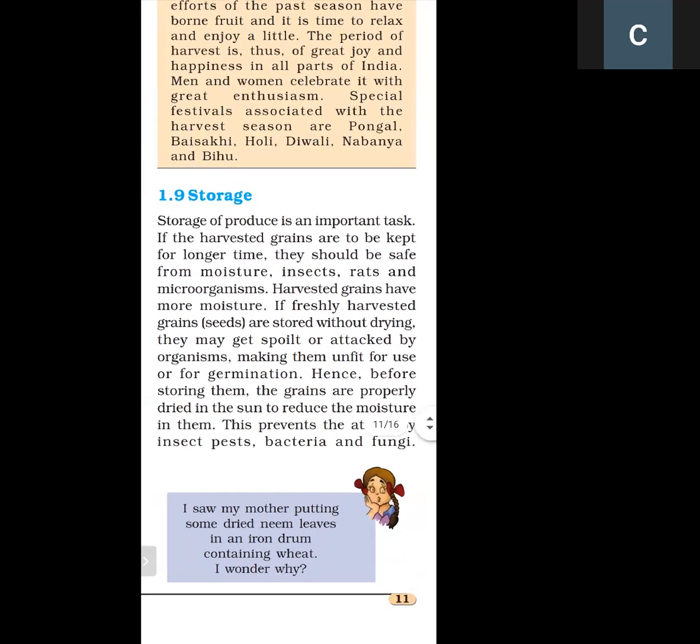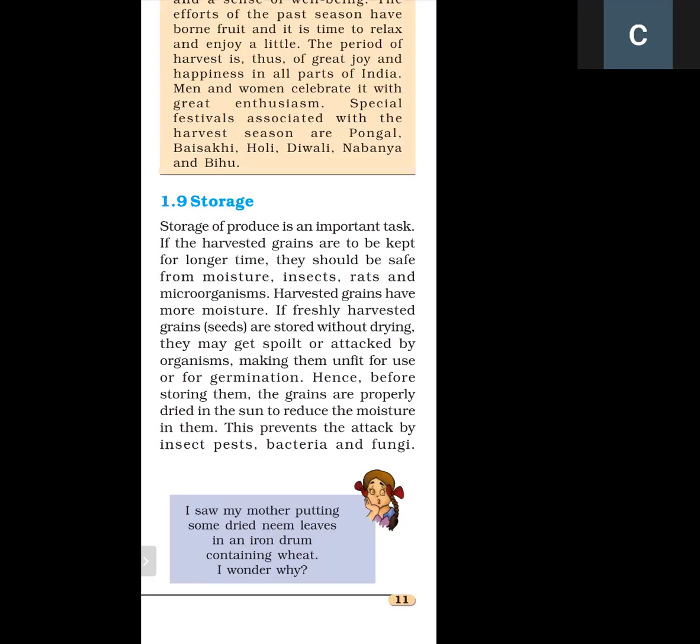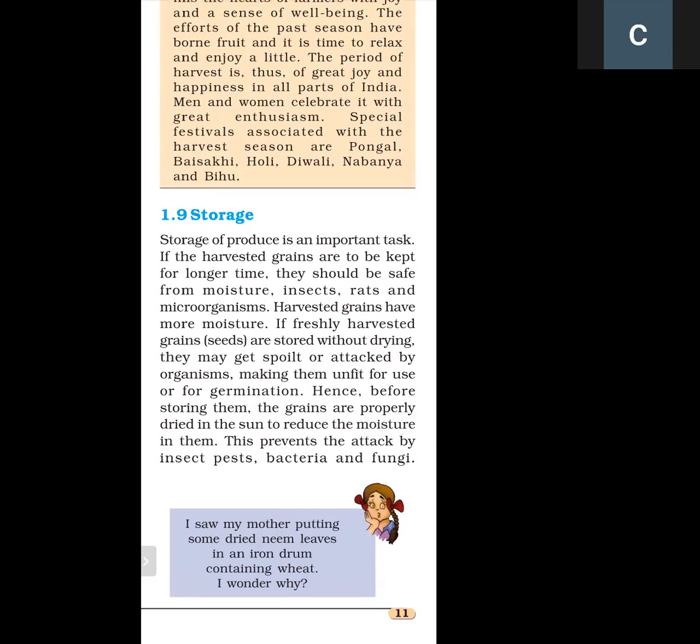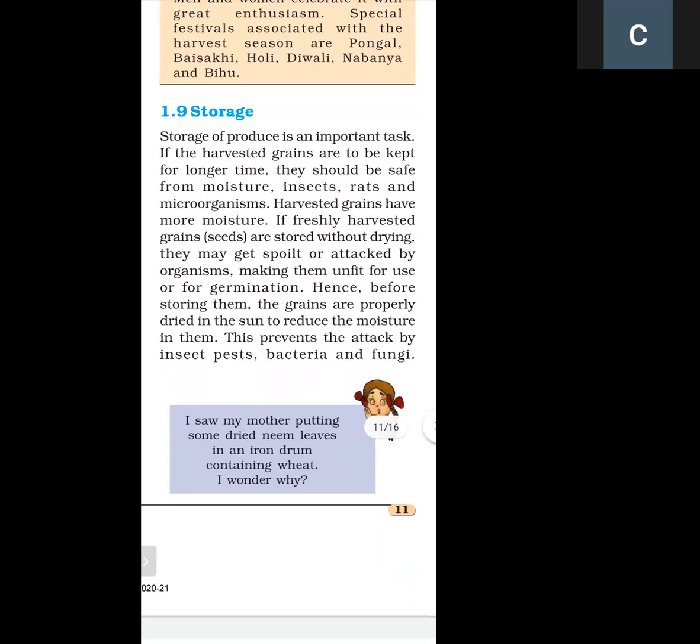Storage of crops is a very important task. After harvesting or threshing the crops, they can be stored in our home, and before storage we can dry all the grains in the sun so that moisture is removed. If we want to use grains after a long time, we have to dry them in the sun before storing, and this prevents the attack by insects, pests, bacteria and fungi.